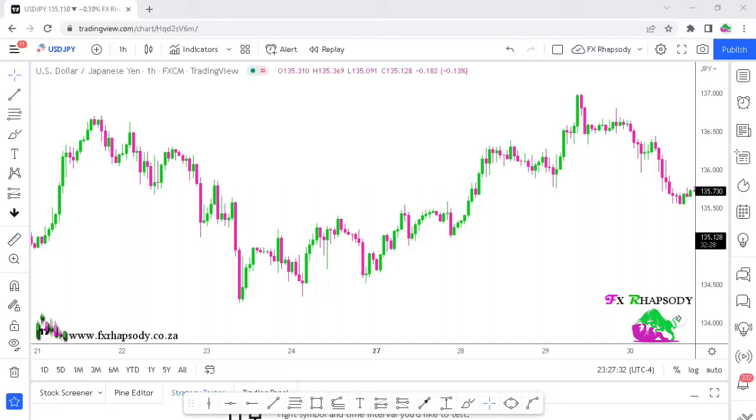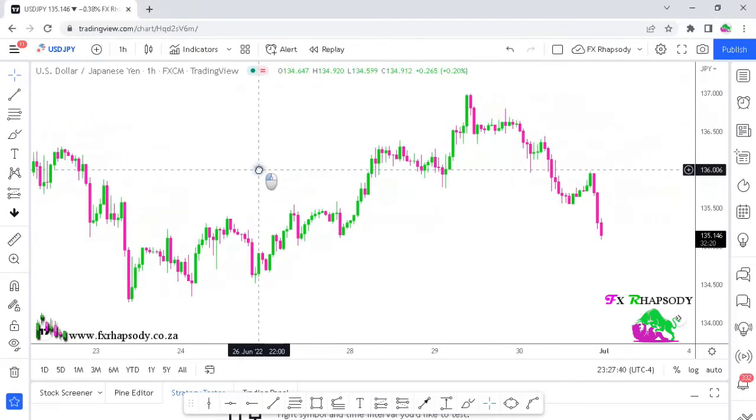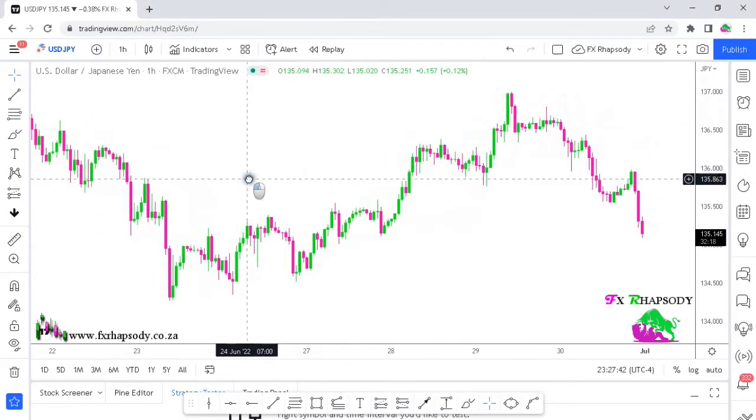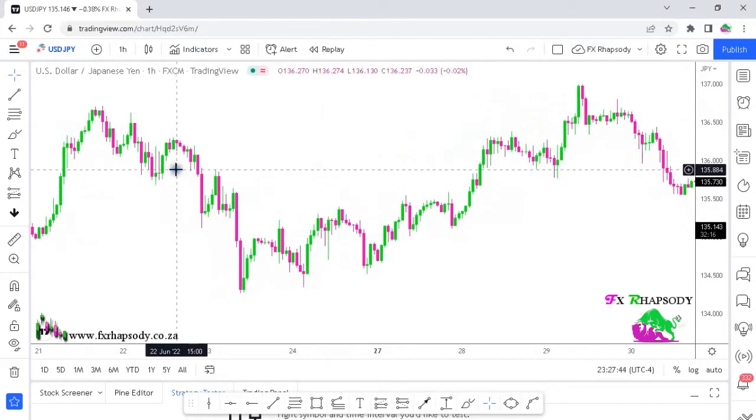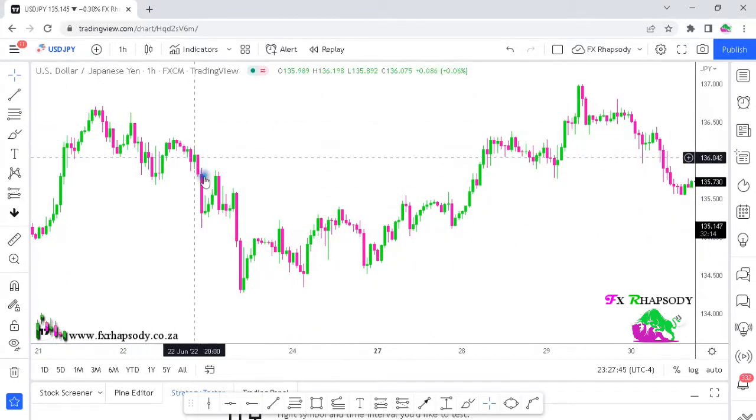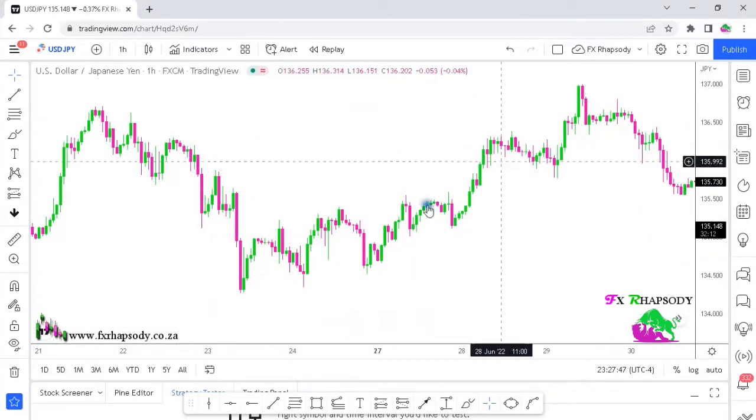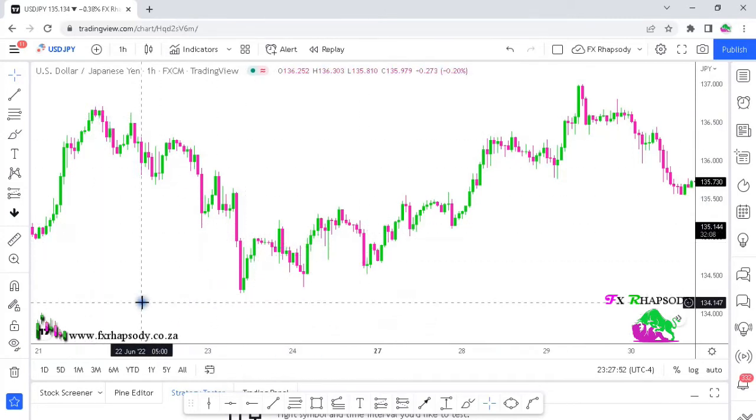So just an example of a little bit of price action trading on the USD JPY. This is basically this week. What we can see is that price is making an up movement, down movement, and it's moving up again. Why does it do that? It's because it's hunting liquidity.